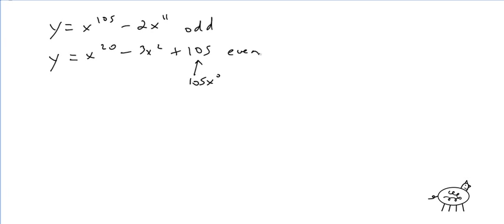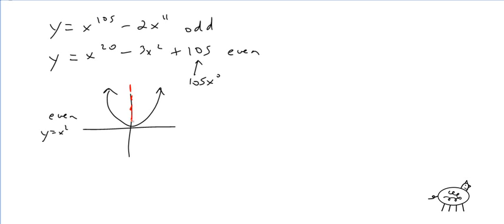Okay, and even graphically, an even function is going to look like, let's say we have y equals x squared, which is an even function. Right? It kind of looks like this. And just to give you a little information here, an even function is symmetric about the y-axis.